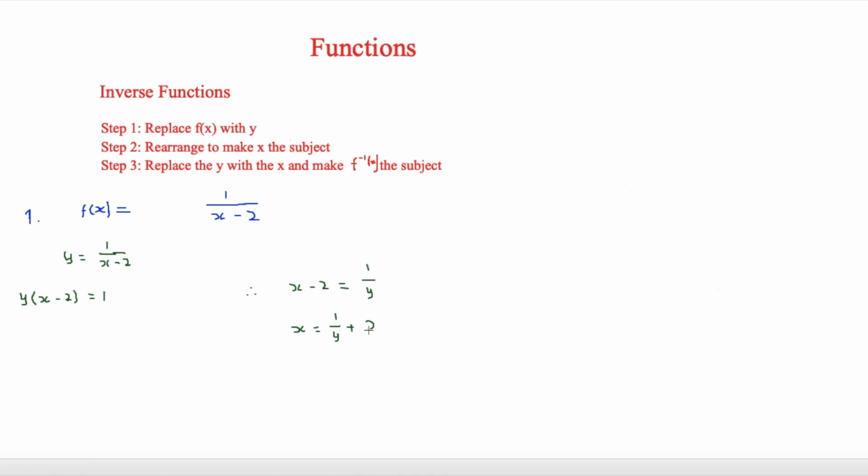Now, we have nearly finished our answer, and we've done all the hard part in just rearranging that there. But now we just have to replace the y with the x and make f to the minus 1 of x the subject. So therefore, we will make this the subject, f of minus 1 x, which is basically saying it's an inverse function, is equal to 1 over, and replacing the y with x, so 1 over x plus 2. And that is our final answer, and we've just got that from following those 3 basic steps.